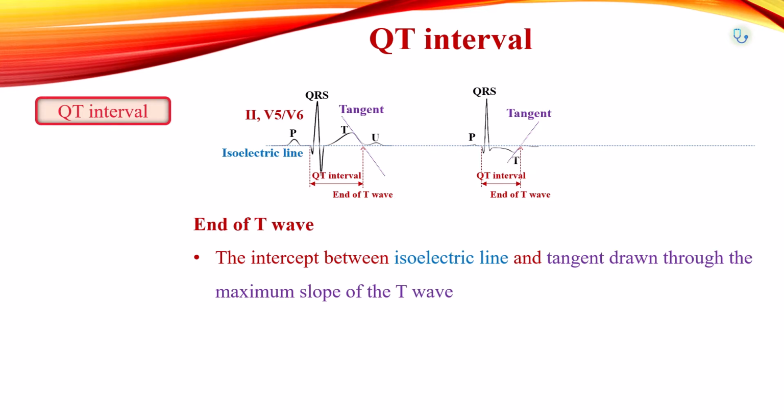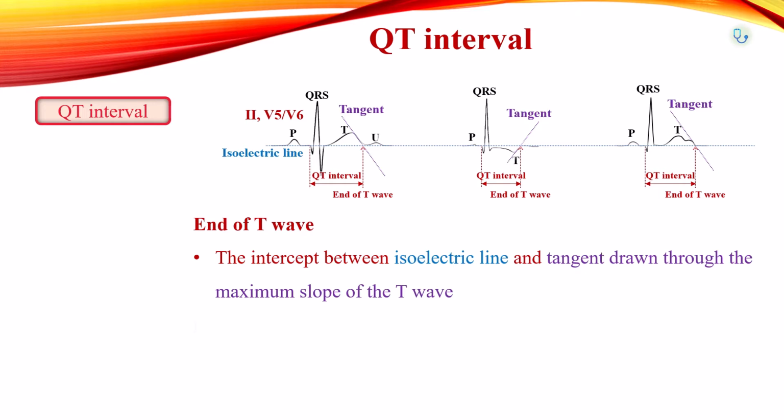Small U waves that are separated from the T wave should be excluded. Larger U waves, more than 1 mm, that are fused to the T wave should be included in the measurement. When notched T waves are present, the QT interval is measured from the beginning of the QRS complex to the intersection point between the isoelectric line and the tangent drawn from the maximum down slope of the second notch.